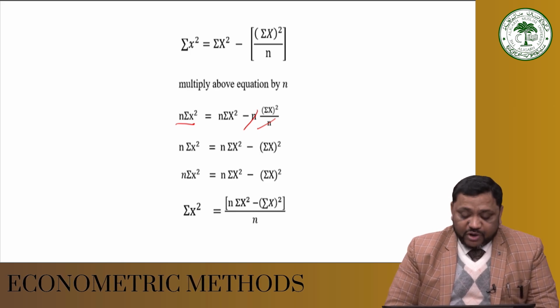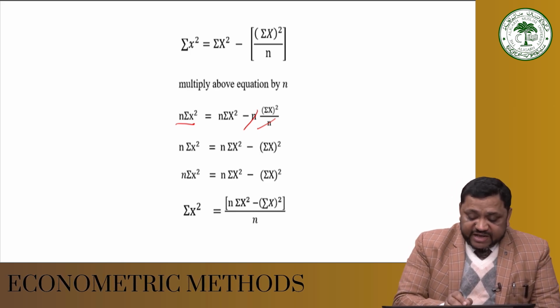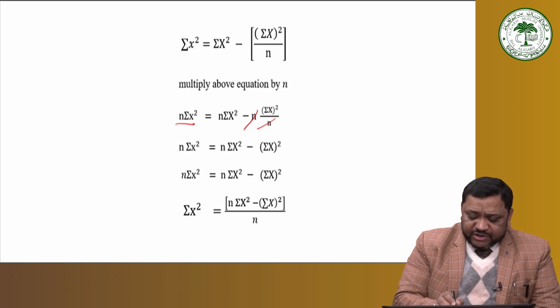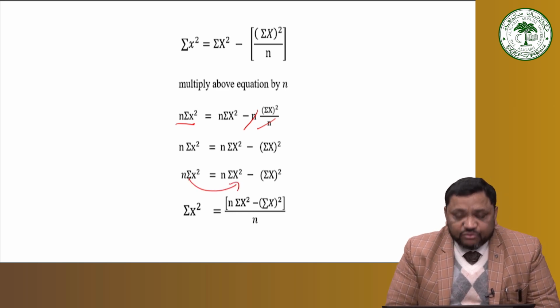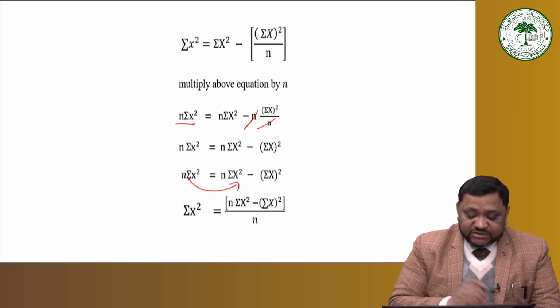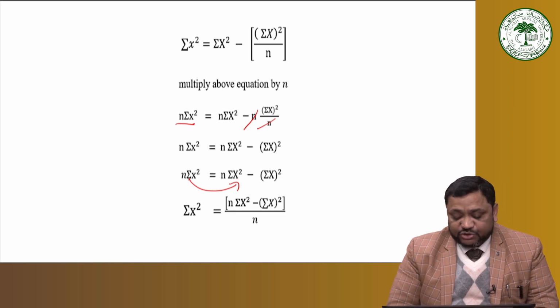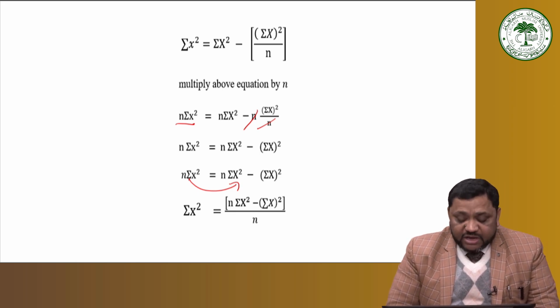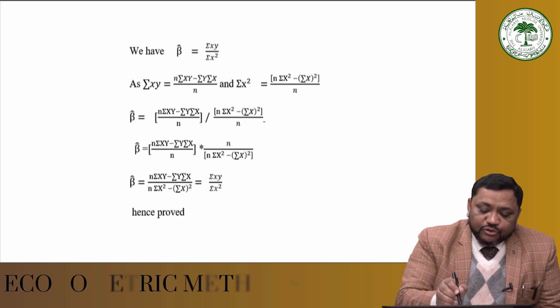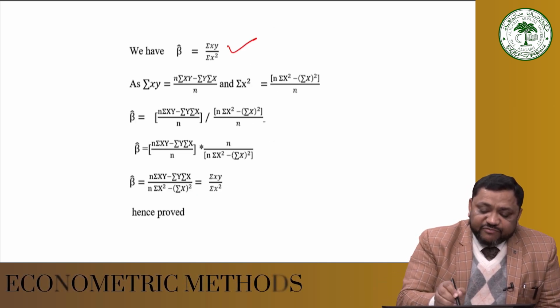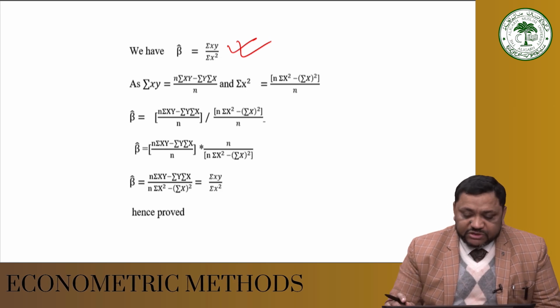So we have n summation small x square is equal to n summation capital X square minus summation capital X whole square. Next we take out n from here and put it on the right hand side. So what we are left with is summation small x square is equal to n summation capital X square minus summation X whole square, divided by n. So finally we have derived the formula using the deviation method.